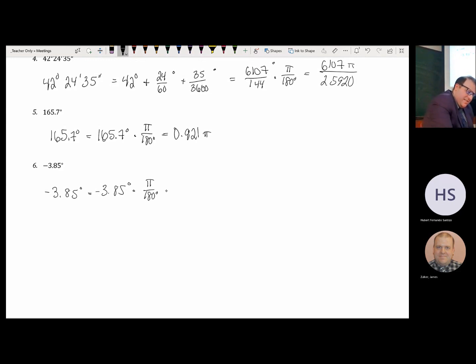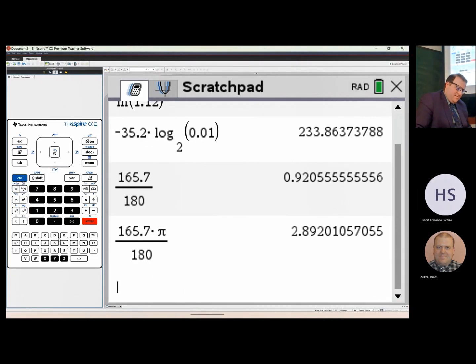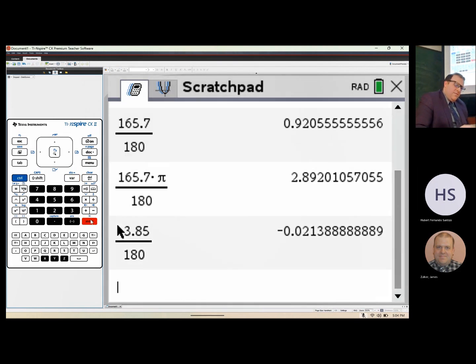There's again 2 ways of doing this. The more accepted way is to leave pi alone. So we're going to look at negative 3.85 divided by 180. We have 3 sig figs. Okay, there you go. All right, going out to 3 sig figs, we have negative 0.0214.